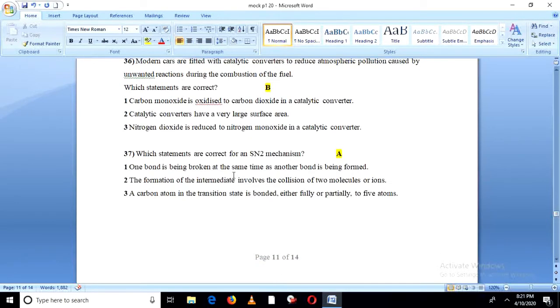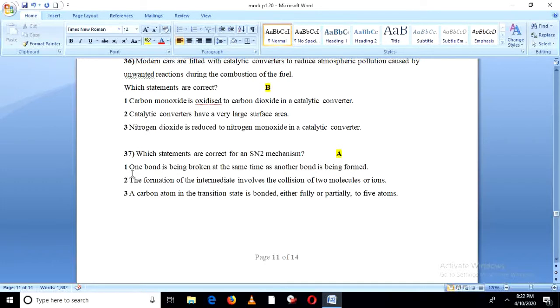For the 37th MCQs, which statements are correct for an SN2 mechanism? So this is the substitution nucleophilic second order mechanism upon which the question is based. You can see I have written the answer, that is A, that all three statements are correct. Let's see why they are correct.